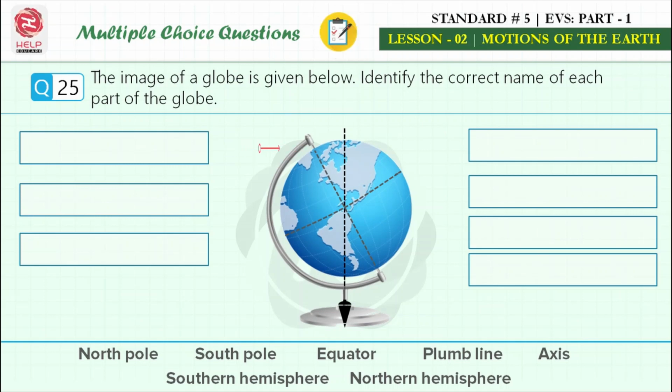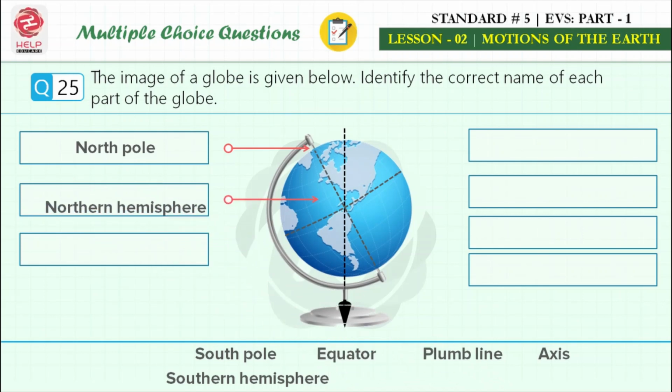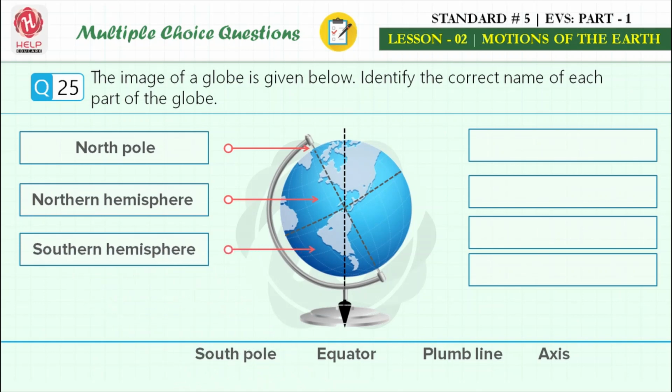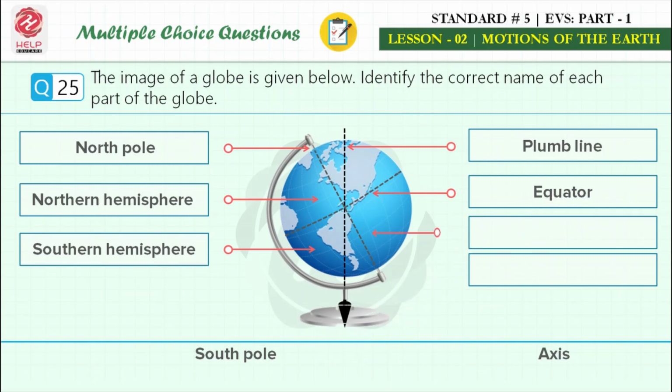This point is known as North Pole. The upper part of globe is called Northern Hemisphere. The lower part of globe is called Southern Hemisphere. This vertical line is plumb line. The circle which divides globe into hemispheres is called equator. The straight line connecting both poles of globe is axis of Earth. And this point at globe is South Pole.